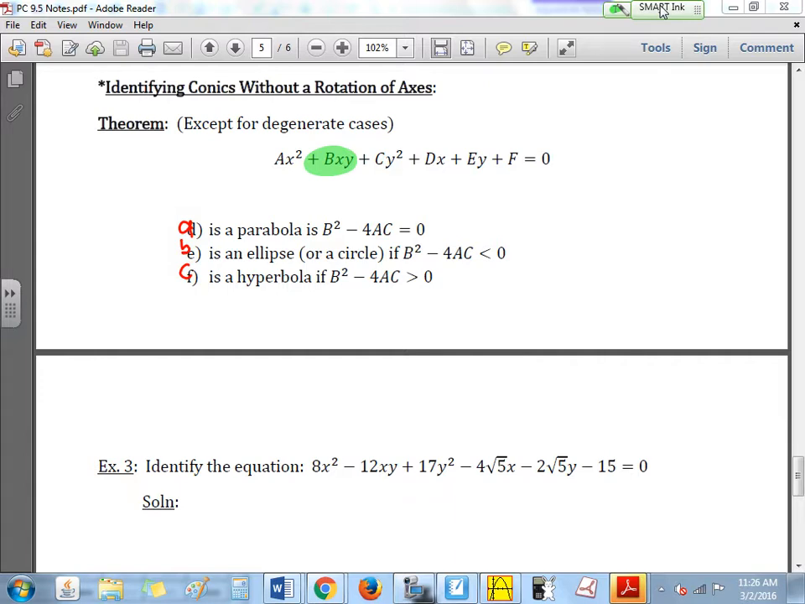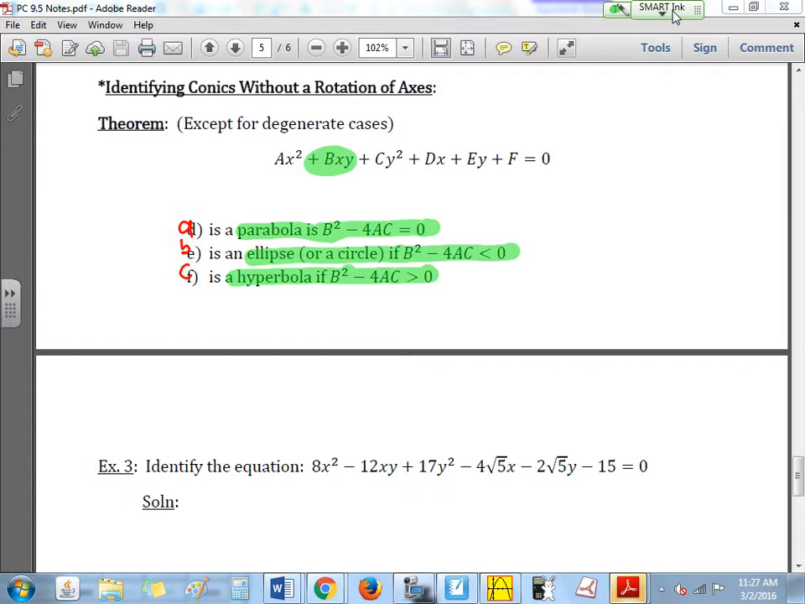Here's what you have to do. You have to find b squared minus 4ac. Okay? And if it's 0, it's a parabola. If it's negative, it's an ellipse. And if it's positive, it's a hyperbola. Very different rules for the bully problems. Okay, so without further ado, let's look at this example.